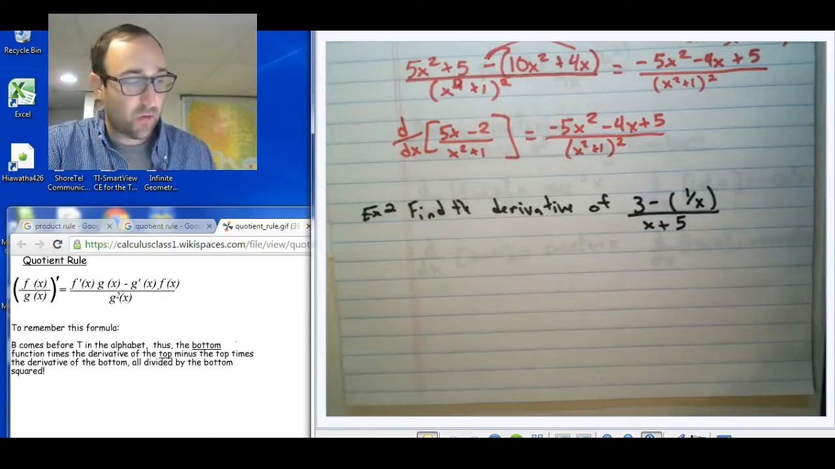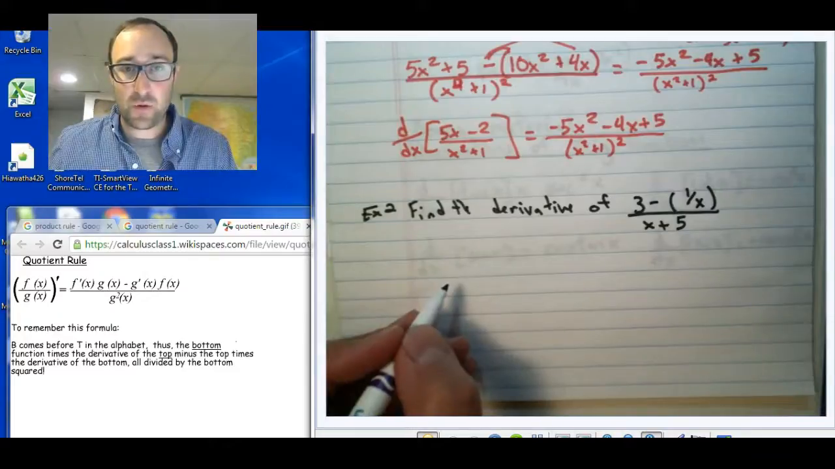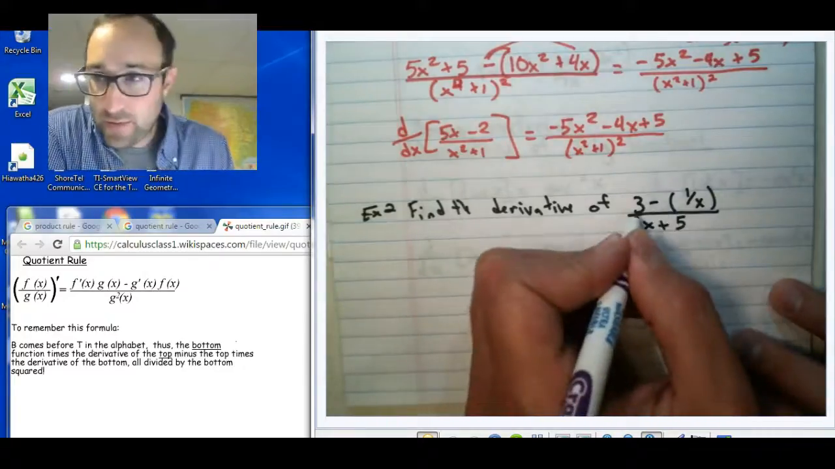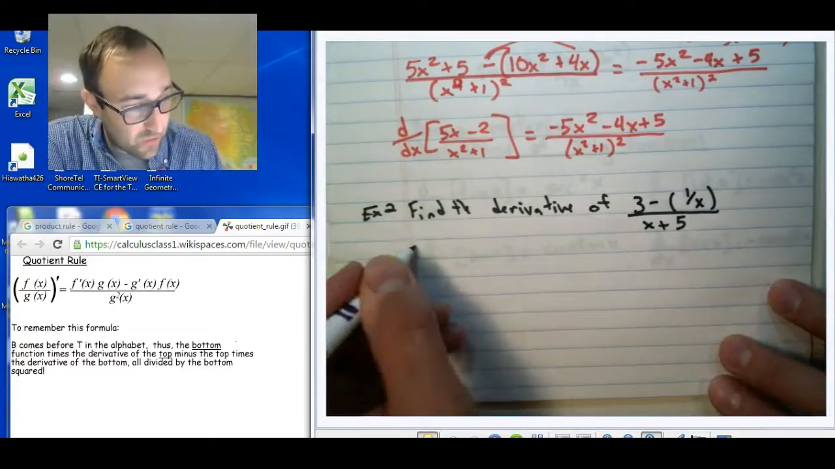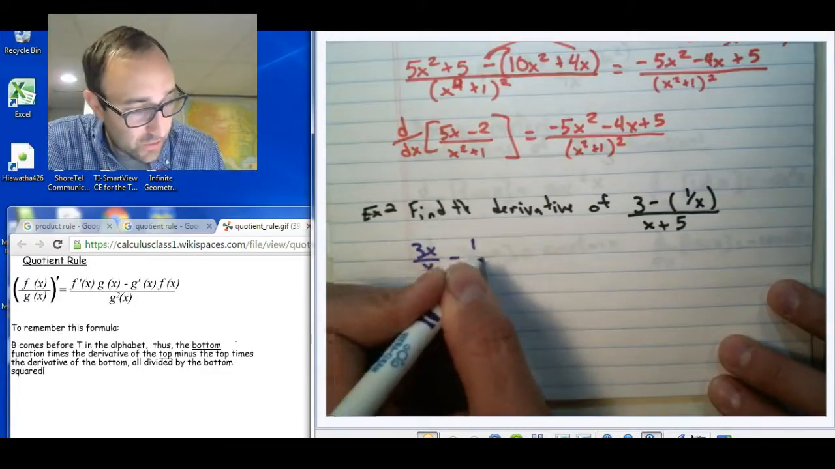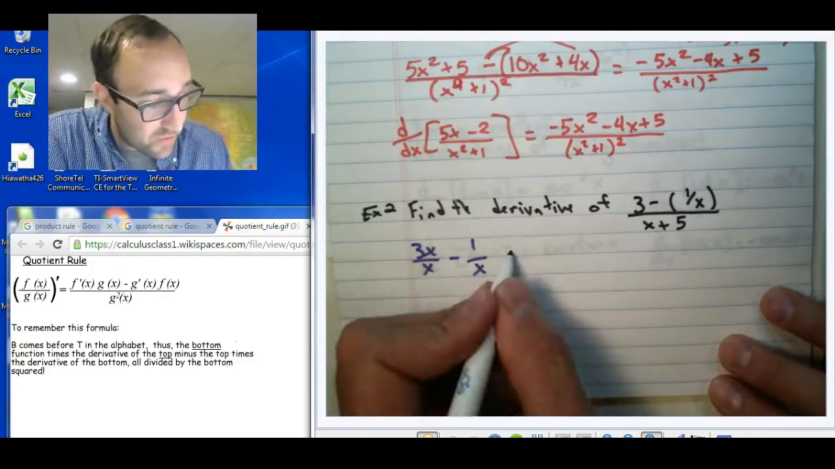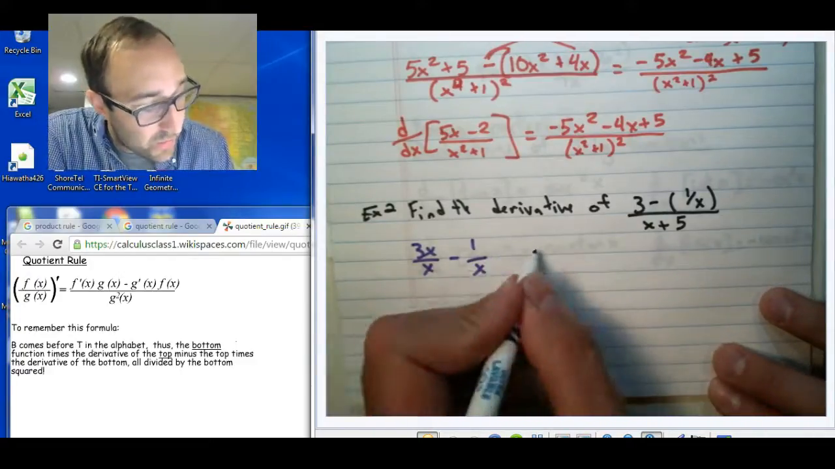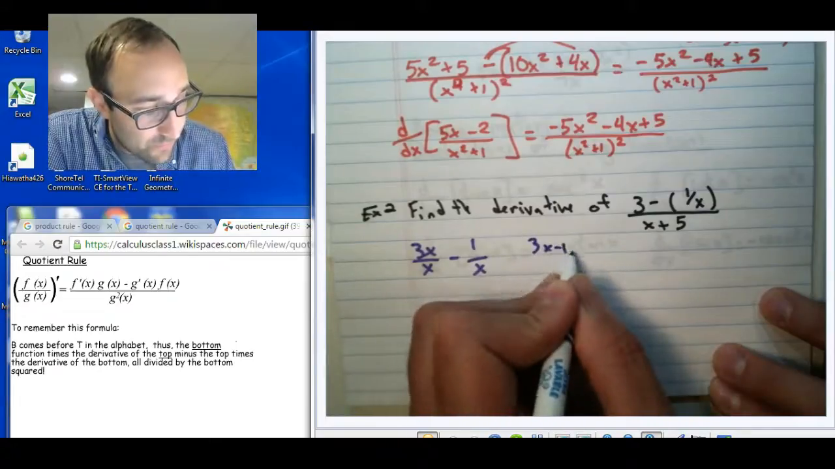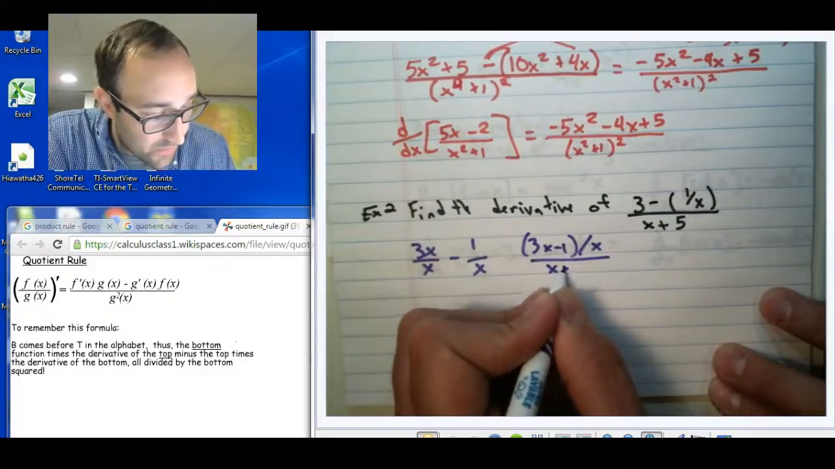Okay, so that means I should be able to do something like this. Let me just write it down. I want to have all these denominators be over x. So I can say this would be 3x over x minus 1 over x. So that way I can rewrite this numerator, that whole part, as 3x minus 1 divided by x, all over x plus 5.